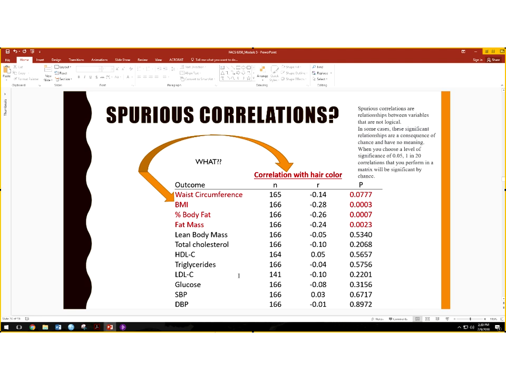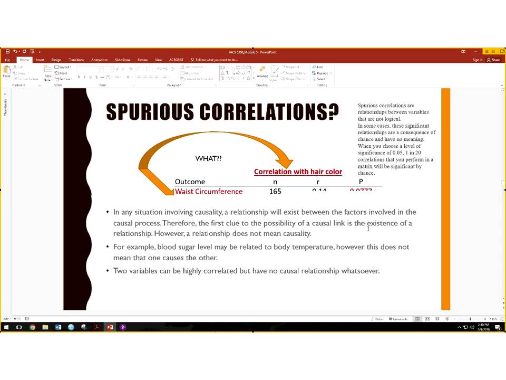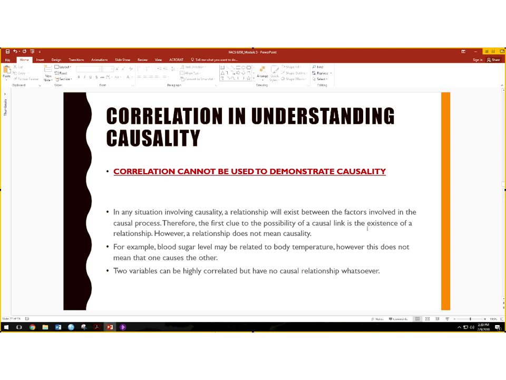So this goes back to that idea of correlation and causation. So this is from our data set, and I could say waist circumference, or BMI, is significantly related to hair color, right? Because my p-value is less than 0.05. So like body fat mass is related to hair color. It's statistically significant, but it's useless information because it doesn't have anything to do with hair color. And it wasn't my research question. So be very careful as you're doing these analyses that you're not looking at correlations that are spurious. So correlation does not demonstrate causality.